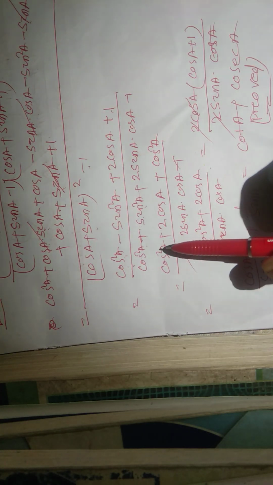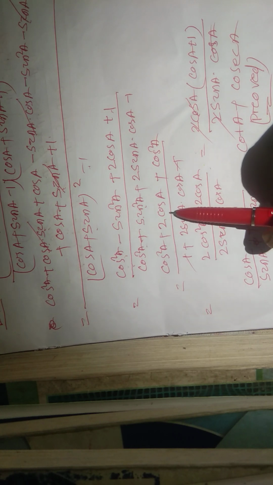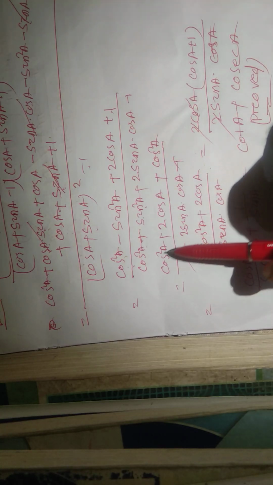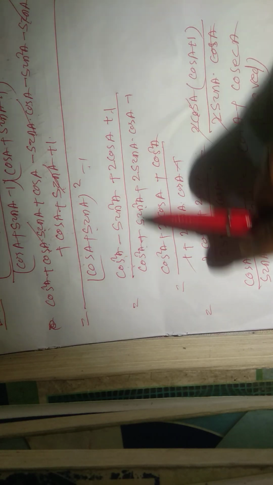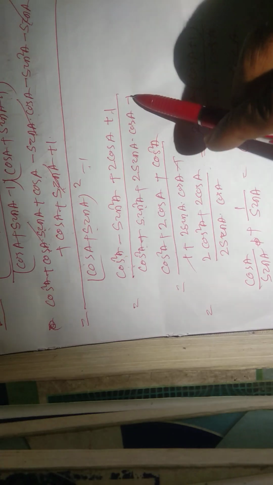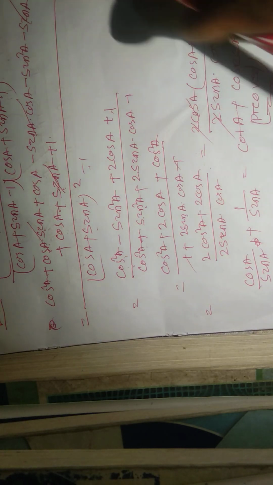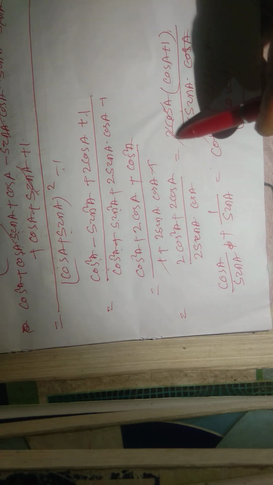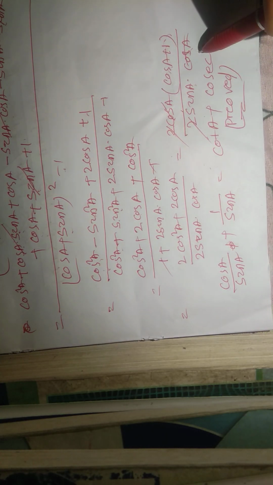So it is like cos square a plus 2 cos a, 1 minus sin square a is equal to cos square a, divided by cos square a plus sin square a is 1, minus 1 cancelled, and 2 sin a cos a. So 2 cos a common, we get cos a plus 1 divided by 2 sin a into cos a, 2 will cancel, cos a cancelled, we get cos a plus sin a cos a plus 1 by sin a, that is equal to cos a by sin a plus 1 by sin a, that is equal to cot a plus cosec a. Proved.